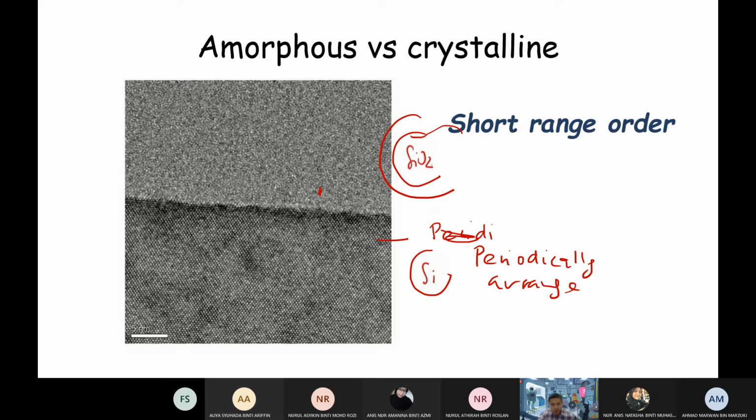If you look very closely, we can see some local arrangement of atoms that reflect that this amorphous material does have a short range order. So dia tak adalah completely random. It has some kind of arrangement that we call a short range order.